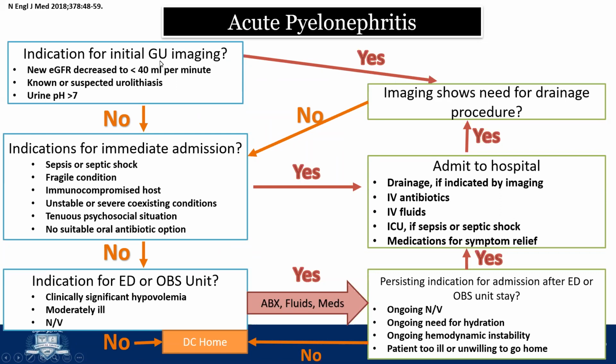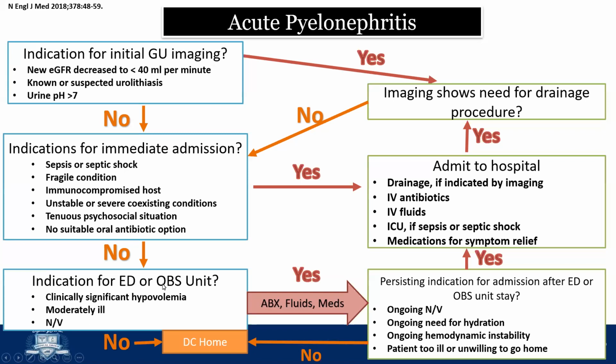That's why it's very important when evaluating these patients to ask them about any history of kidney stones. If no, then consider indications for immediate admission. If they have sepsis, septic shock, a fragile condition, are an immunocompromised host, are unstable, or have tenuous social issues, these would be indications for immediate admission.